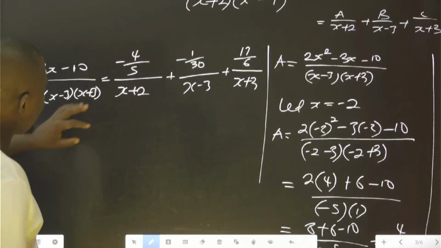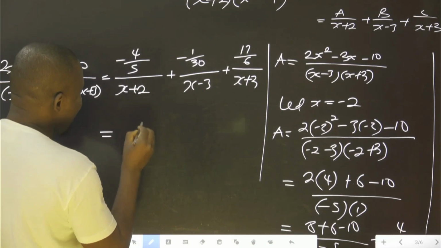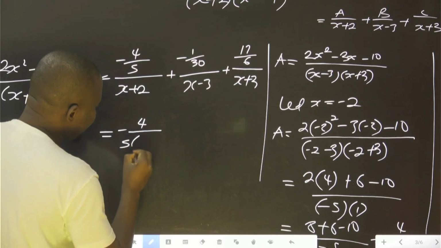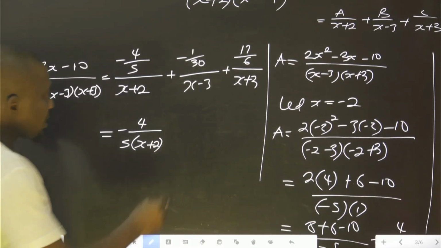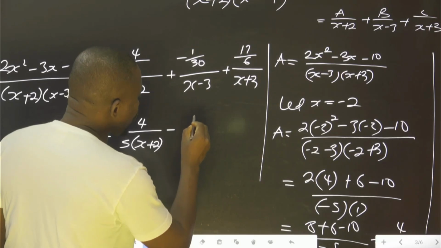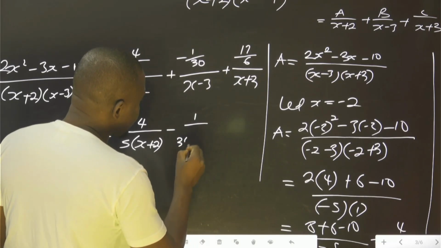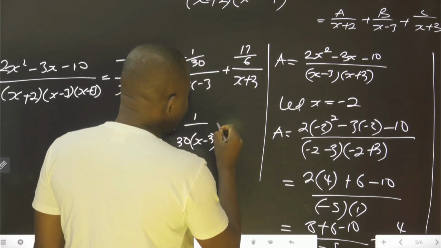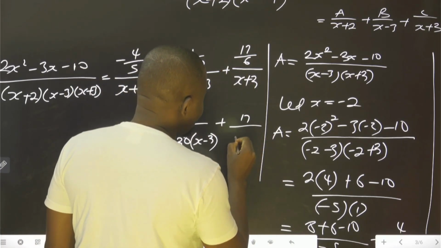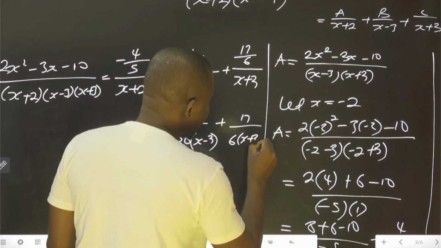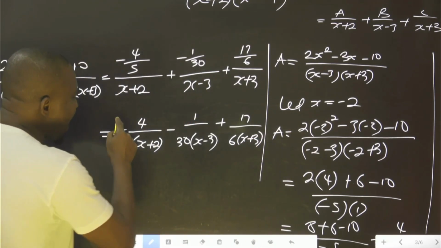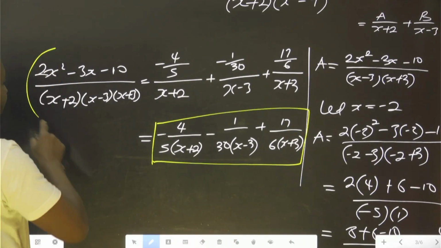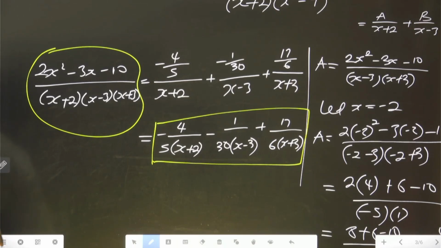Okay? Now, we write this as minus 4 all over, we bring that 5, 5 times s plus 2. Then what are we going to have? Minus 1 over 30 times s minus 3. Plus 17 over 6 times s plus 3. So this is the partial fraction of this question.